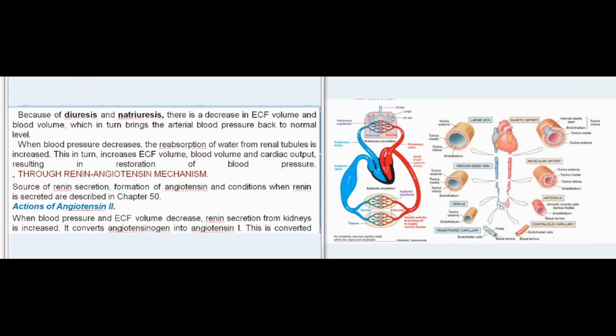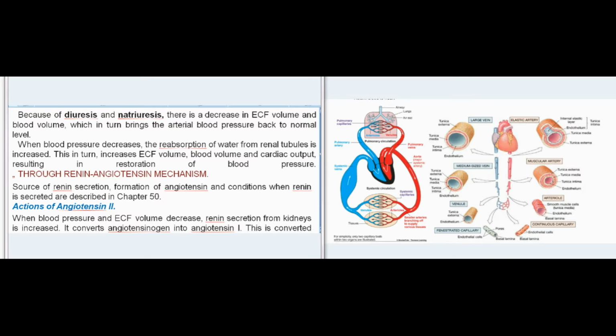Because of diuresis and natriuresis, there is a decrease in ECF volume and blood volume, which in turn brings the arterial blood pressure back to normal level. When blood pressure decreases, the reabsorption of water from renal tubules is increased. This in turn increases ECF volume, blood volume, and cardiac output, resulting in restoration of blood pressure.